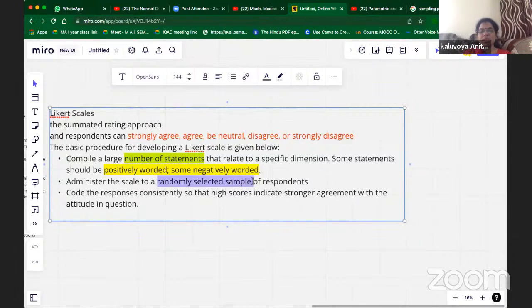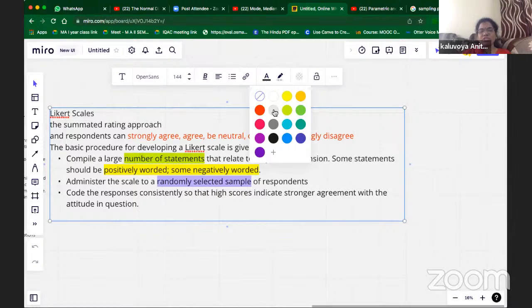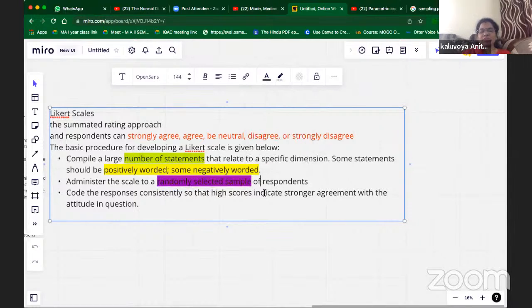Now, this is a big word, randomly selected population. I'm giving a different color to each of them so that you will understand the importance of the word. Now, when I say randomly selected, what is this? This comes under sampling procedure, which we are going to discuss after this topic. While you select your sample, you will just randomly pick somebody. So you don't have any interest or specific reason for picking them. You will pick some random people and then administer this questionnaire to them.